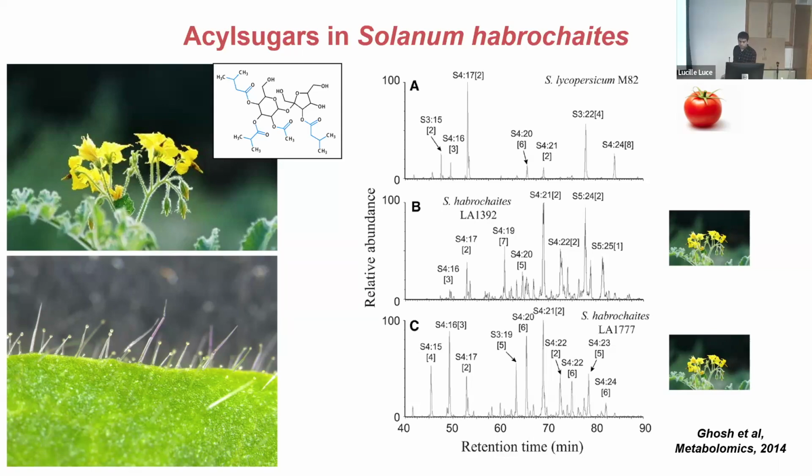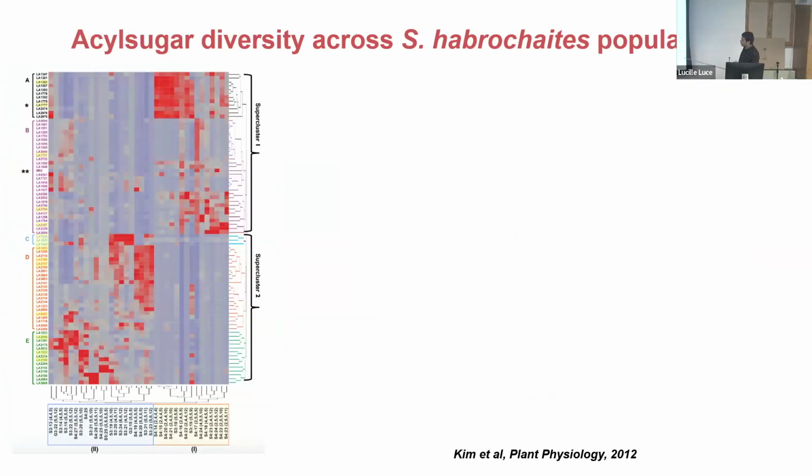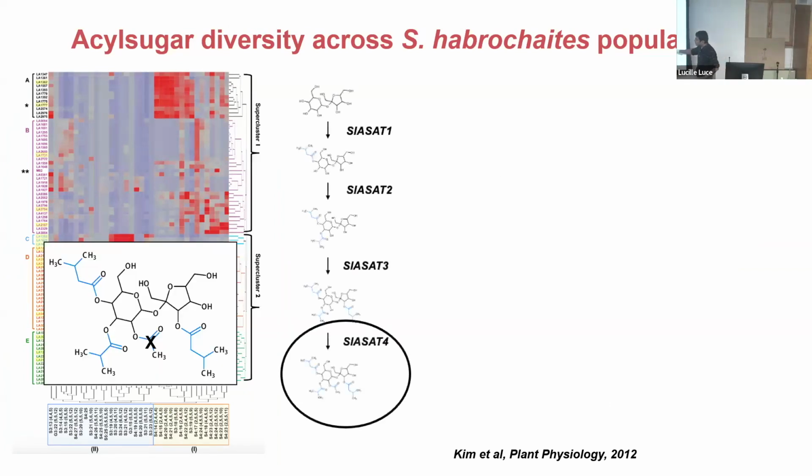They are different between different populations. So Rob Last's lab, 12 years ago, in 2012, had looked at 55 different accessions of Solanum habrochaites spread across the range, and they found two major chemotypic clusters for this species. They found that this enzyme is mutated in some of these accessions, and this acetyl group is missing in these acyl sugars. In one of these, I think supercluster 2, it's missing this acetyl group.